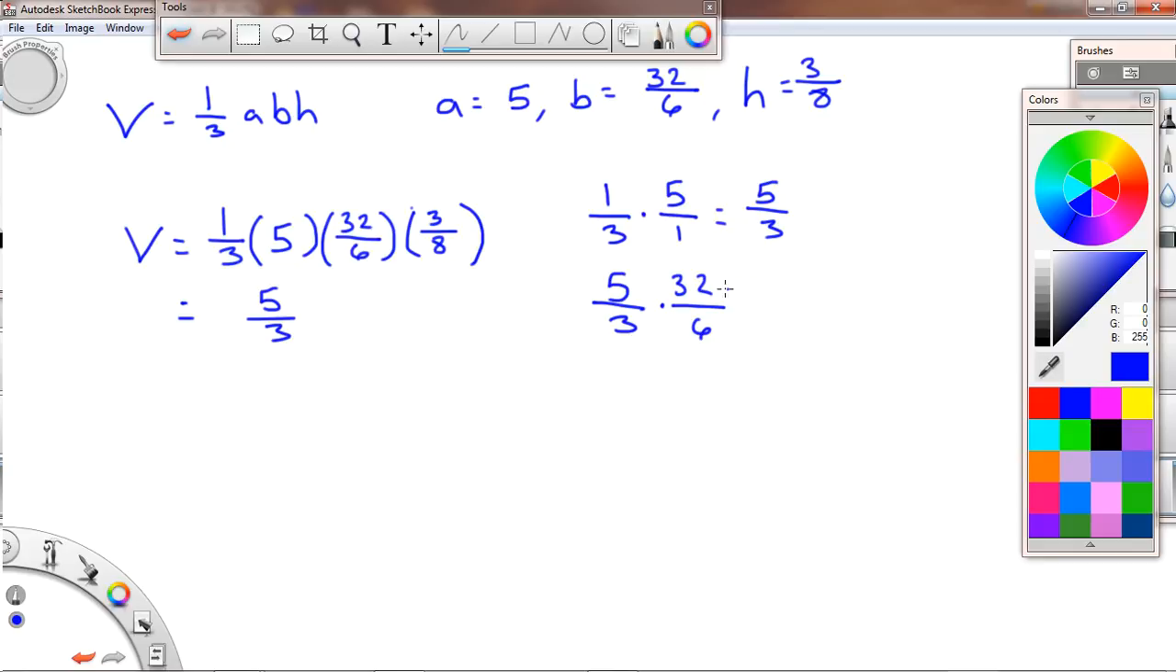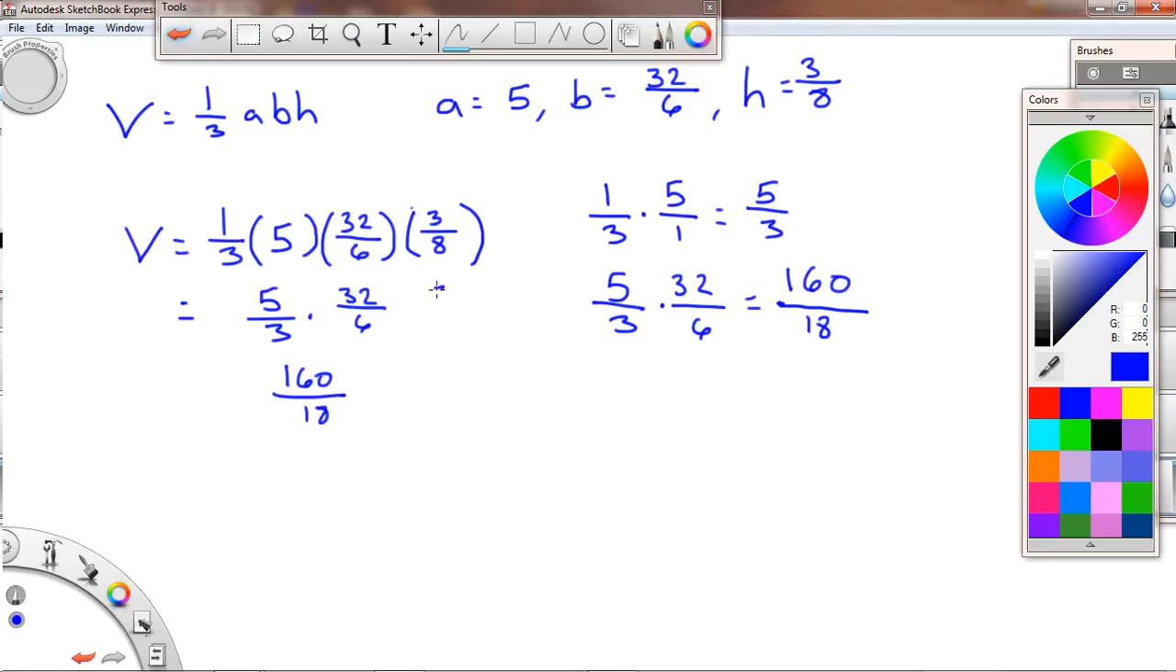Does anything cancel? No, unfortunately it doesn't. I didn't think this out well enough, but that's fine. We can still work the problem. This becomes 5 times 32 is 160. Oh, the 32 over 6 is not simplified. That's why we're getting a non-simplified fraction. That's fine. I'm just going to work this out. And 3 times 6 is 18. Now, this does simplify, it's divisible by 2, but that's fine. We're just going to keep going. So 5 over 3 times 32 over 6 is equal to 160 over 18.